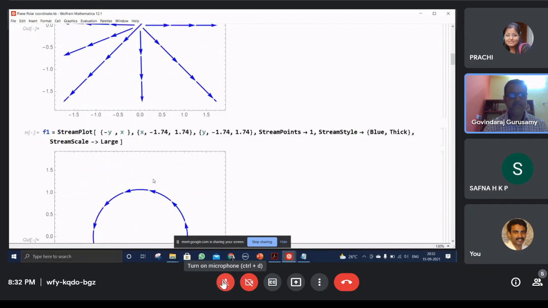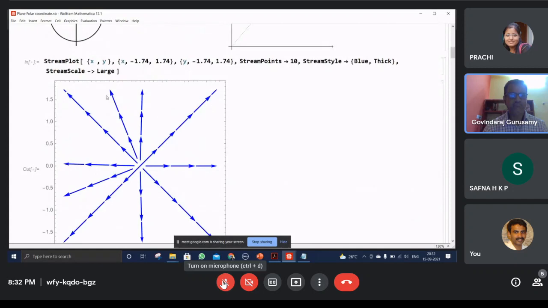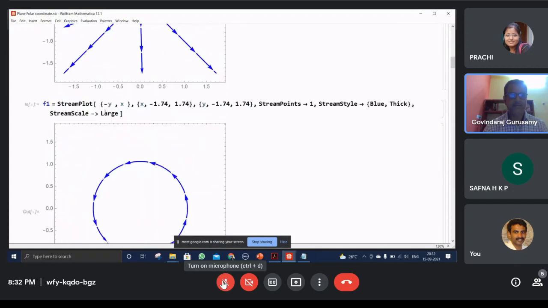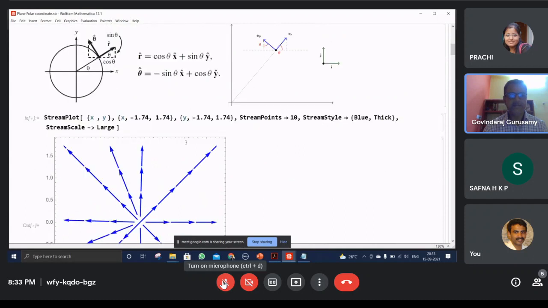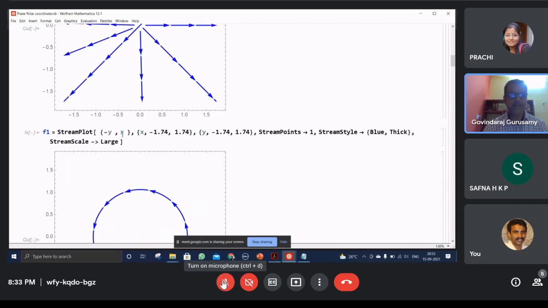Now, this field can go wrong. It is possible to have a stream plot of minus y comma x. You can see this has been pushed to this. So what does it mean? You have an r cap and a theta cap. You have a column vector x comma y. You find out what the x cap and y cap are here, in terms of r cap and theta cap, and that happens to be minus y comma x.